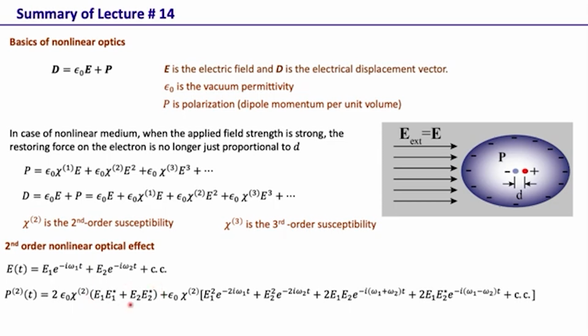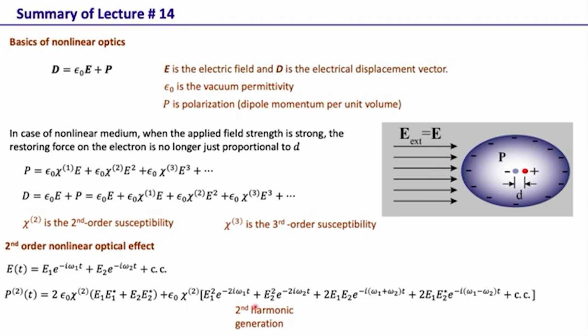Some of these terms are frequency independent, and then we saw that we have terms that have frequencies twice that of the external electric field. The external ones were omega 1 and omega 2, and now we can see that this field component is at twice omega 1 and this one is at twice omega 2. This is called second harmonic generation. That means by having a field at omega 1, we can actually produce a field at twice omega 1.